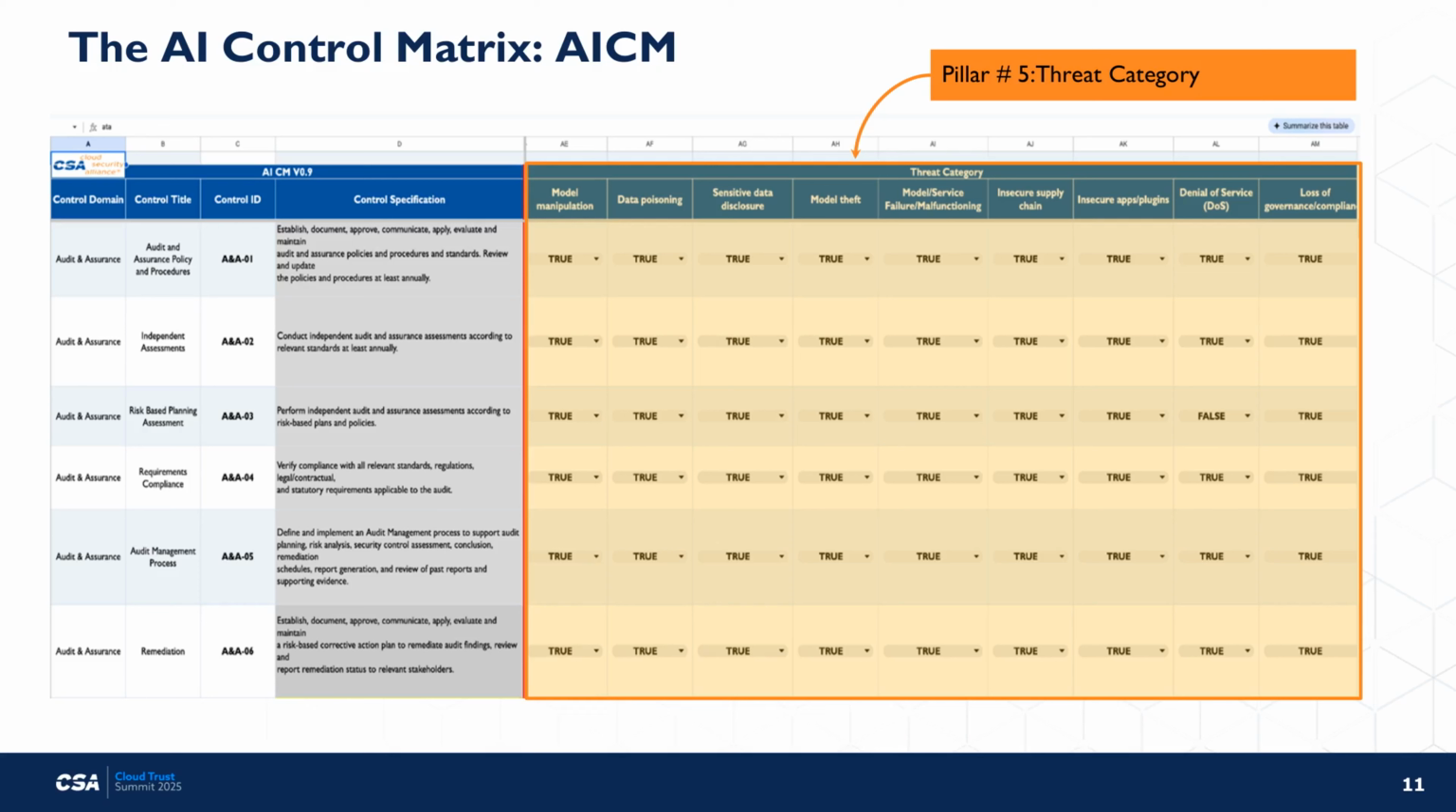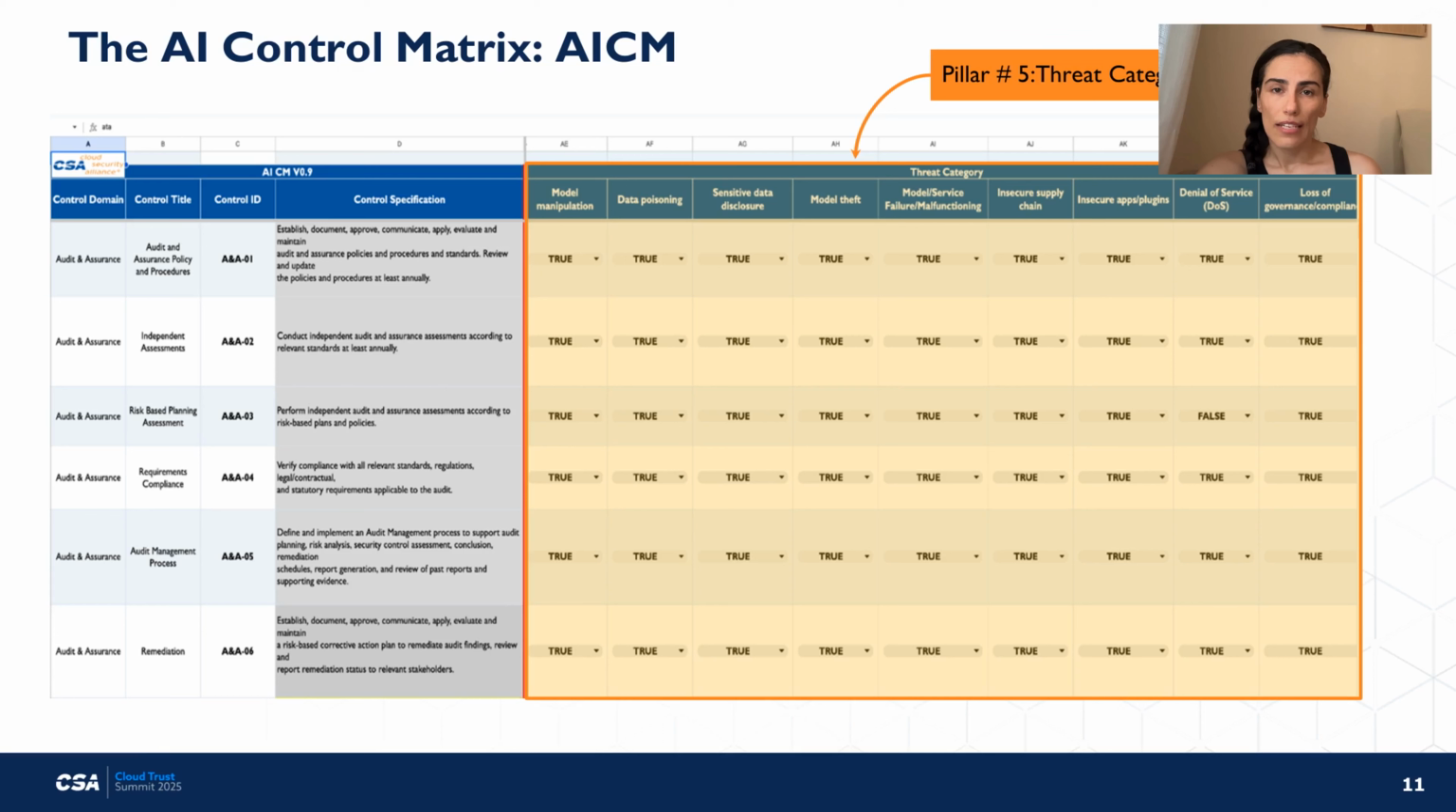At the end of this matrix, we map these controls to 9 specific AI threats. Threat categories include model manipulation, data poisoning, model theft, loss of governance, etc. So this threat-centric pillar ties each control to real-world risks, allowing organizations to build a threat-informed defense strategy and also enable threat security by design.